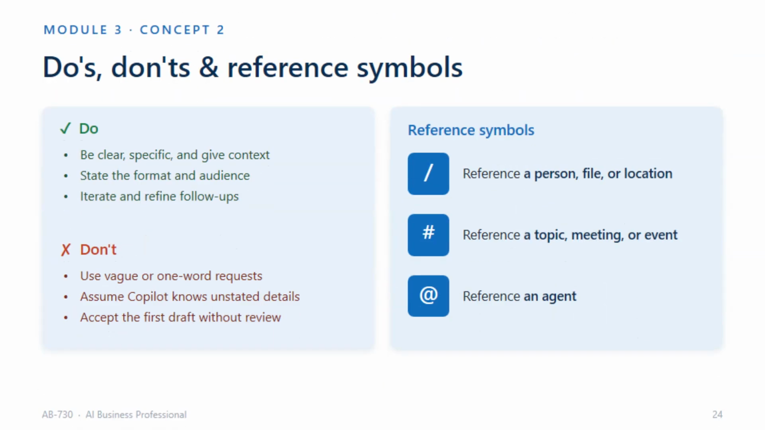Do: be clear, specific, and provide context. State the format and audience, and iterate with follow-ups. Don't use vague or one-word prompts. Don't assume Copilot knows unstated details, or accept first drafts without review. Reference symbols: / for files, people, or locations; # for topics, meetings, or events; @ for agents.